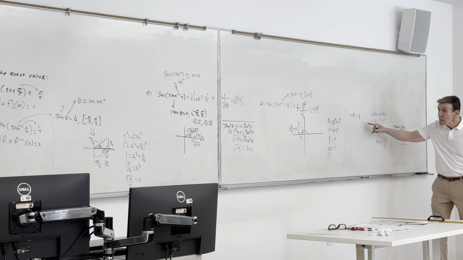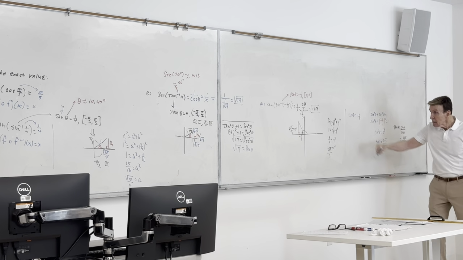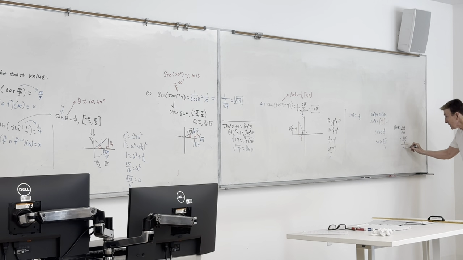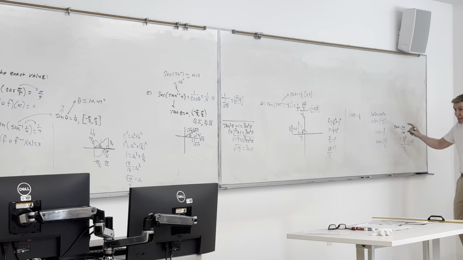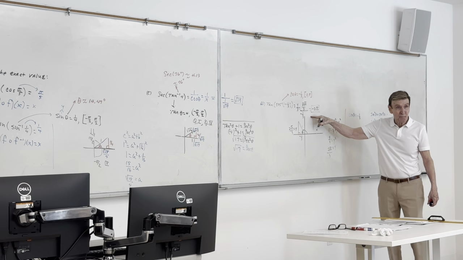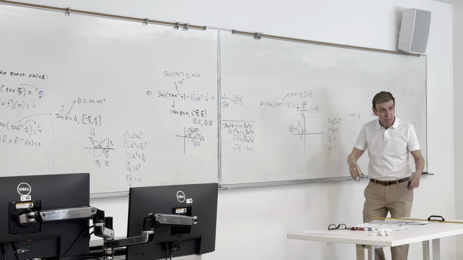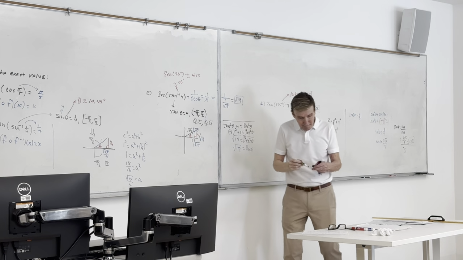Cosine, what's given to me? Negative 1/3. The 3's cancel. I think I end up with this. Is that the same answer I got way back here? And I did my triangles. Okay.